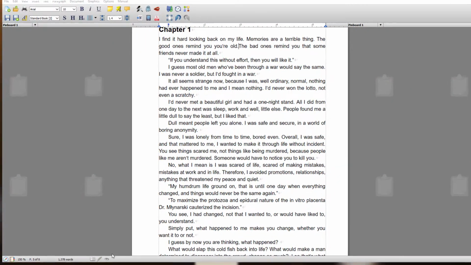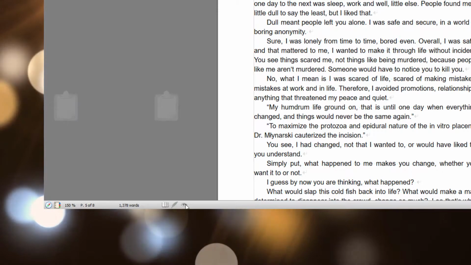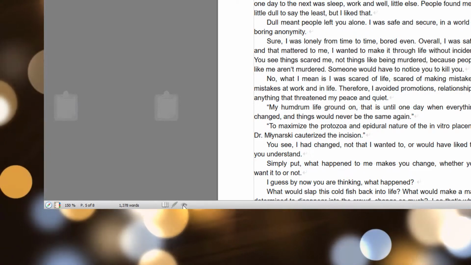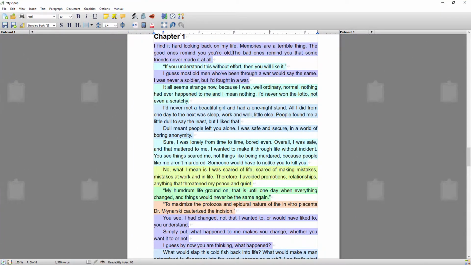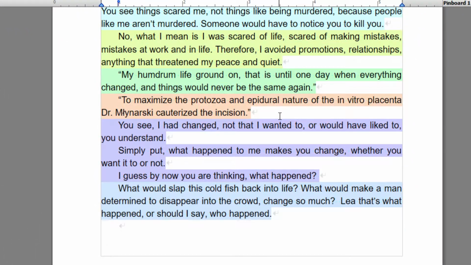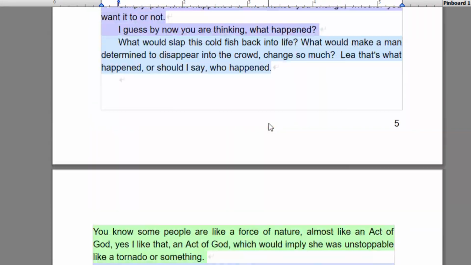Okay, so to turn the readability analysis on, you would come down to this icon that looks like an eye. It's dulled out at the moment because readability is turned off. So as soon as I click it, it will turn on the readability, and you can see all my paragraphs have been colorized. Okay, so if I scroll through, you can see a load of different colors.